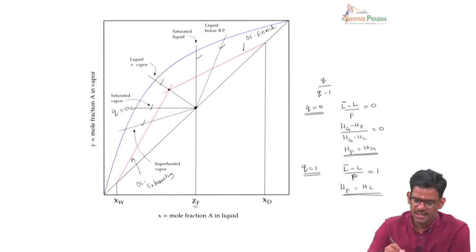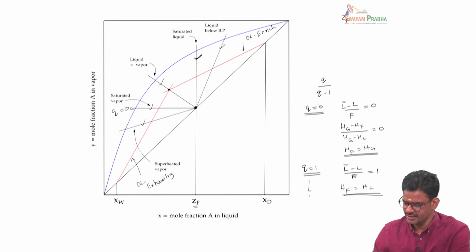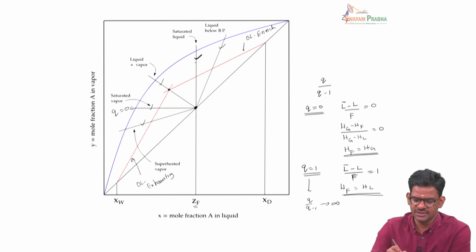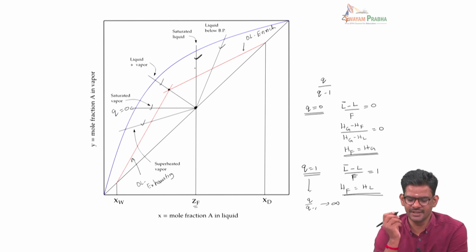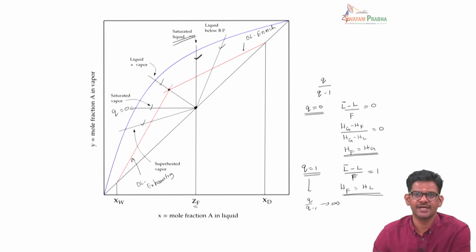liquid, saturated liquid, and that corresponds to this vertical line, because for q equal to 1, the slope q by (q minus 1) will be infinity. So the slope of this vertical line is infinity, and this corresponds to saturated liquid. So these are possible physical states for the feed.